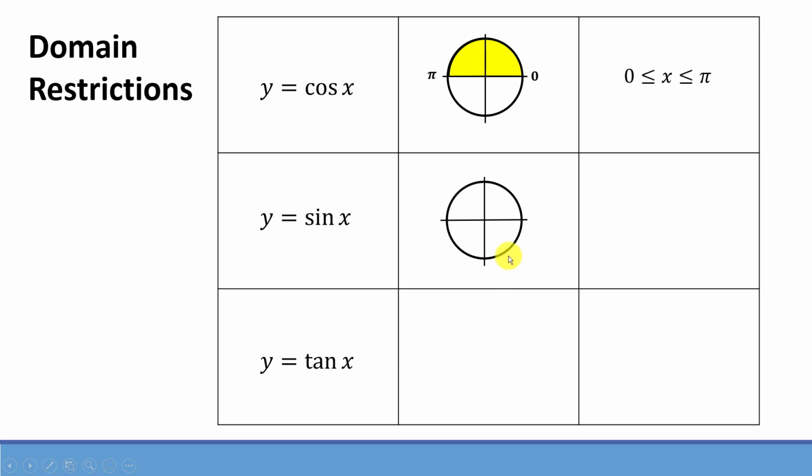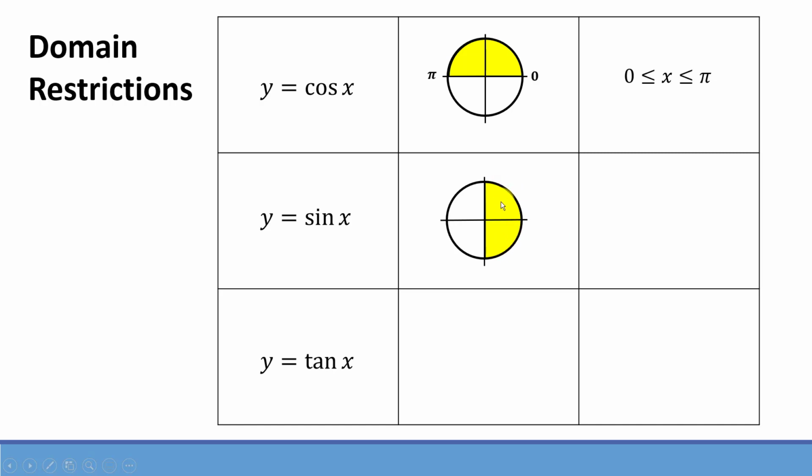Let's talk about the domain restriction for the sine function. On which 2 quadrants do no 2 angles have the same sine value? And the trick is also going to be similar. One quadrant has to have positive sine values, the other quadrant has to have negative sine values. Well, there are options here, right? We can use different combinations of quadrants, but it's common to use quadrants 1 and 4.